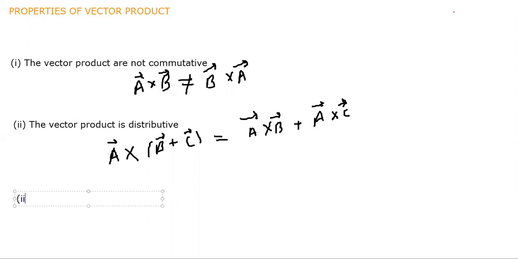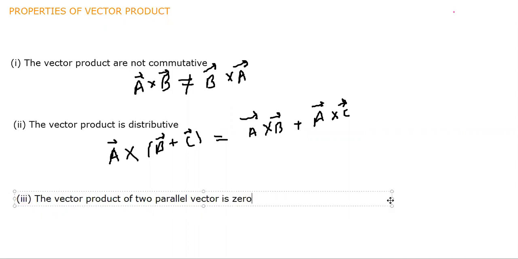Third, the vector product of two parallel vectors is zero. Now, if you remember, in scalar product we had the dot product of two perpendicular vectors was 0. So to prove that vectors are perpendicular, we use the property that dot product should come 0. Why? Because when there are two parallel vectors, the angle between them is 0 degree. That means theta is 0.